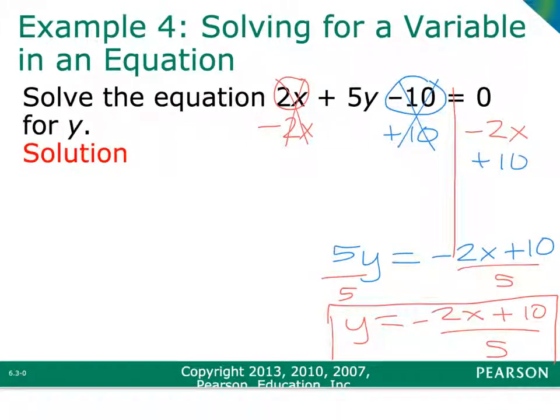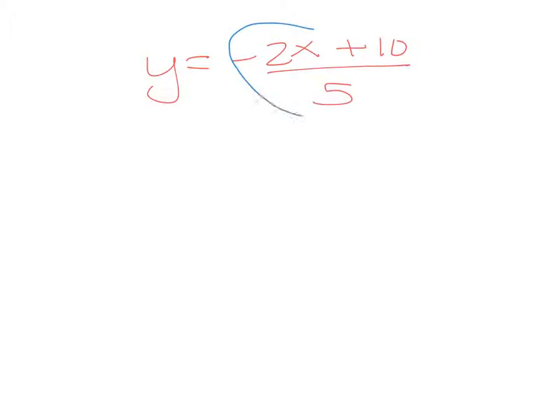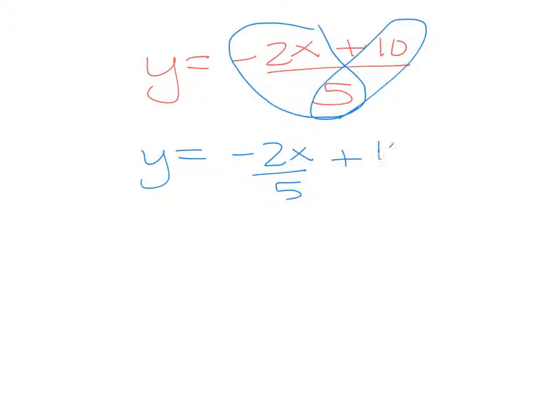So let me show you what I'm talking about. So you have y equals negative 2x plus 10 all over 5. Often what they'll have you do is split it into two separate fractions. So you'll have your negative 2x over 5 and your 10 over 5. And the reason they'll have you do that is because the 10 and the 5 will reduce. 10 divided by 5 is a really nice number. 10 divided by 5 is 2. So often they'll have you split it.